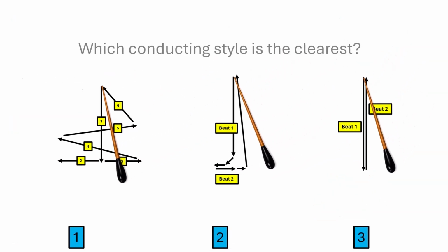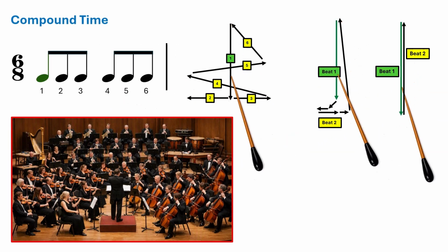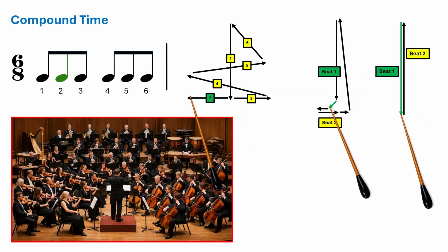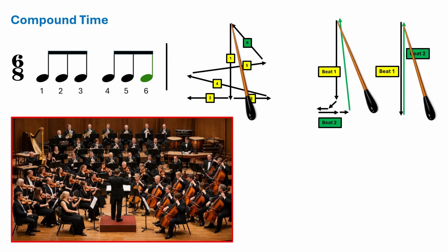Let's try conducting a faster tempo 6/8 piece with all 3 versions of our conductor directions and see which one is the clearest. Personally, I think an orchestra would be able to follow any of these beat directions, although I think the conducting pattern with the 6 different beat directions might get a little tiring for the conductor, but to be honest, I think the 2-beat pattern which is broken up might also get a little tiring for the conductor.